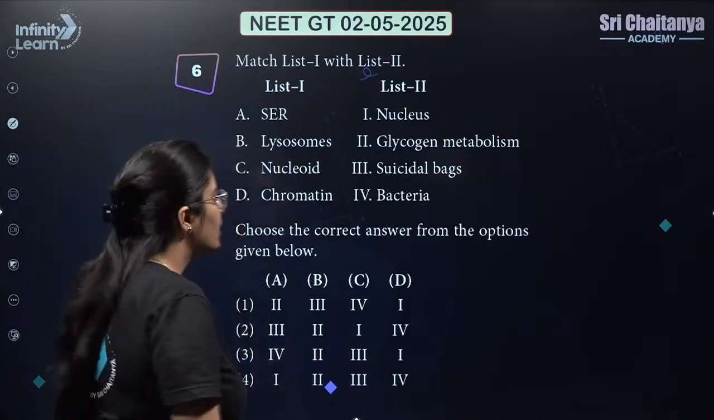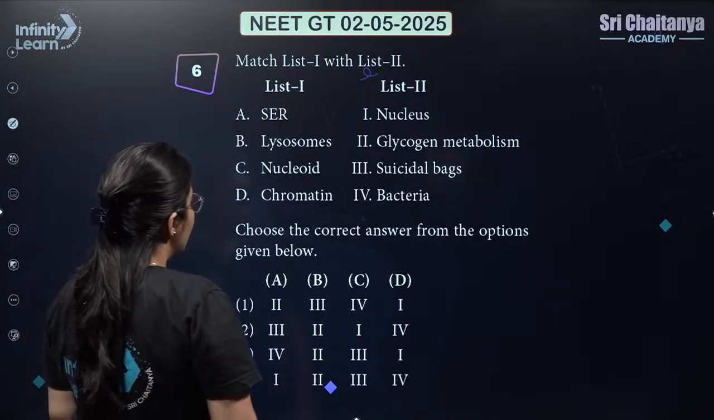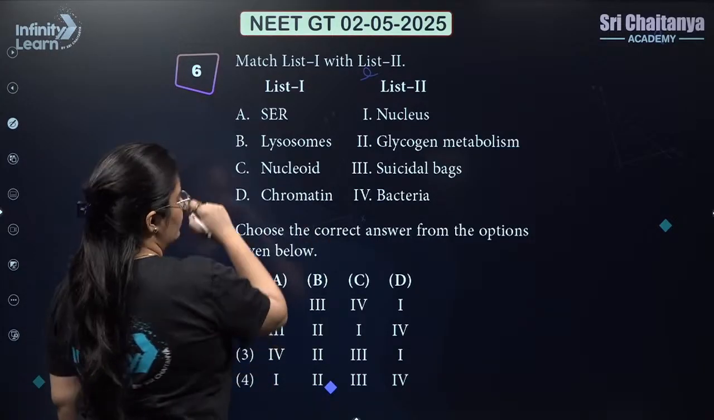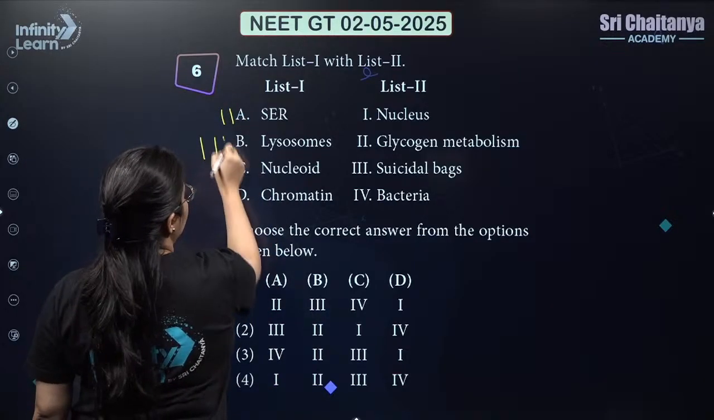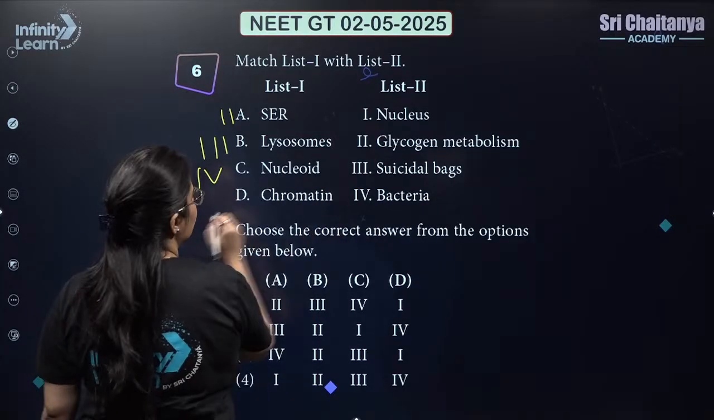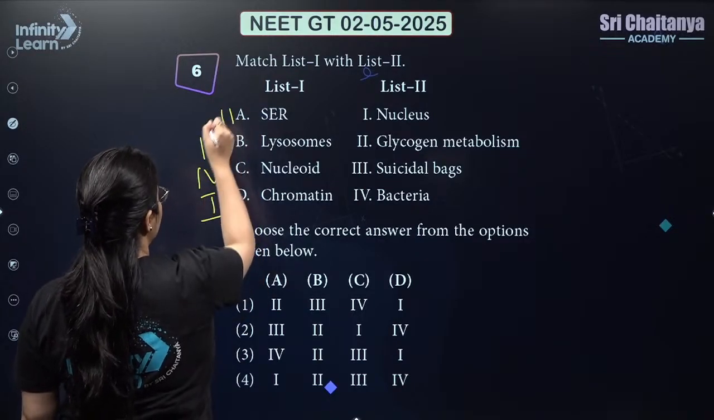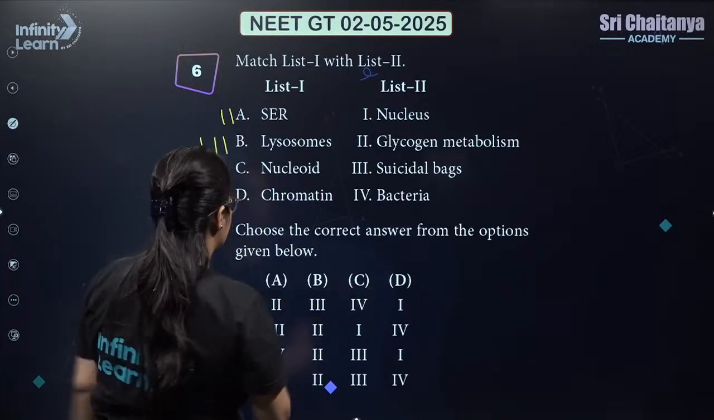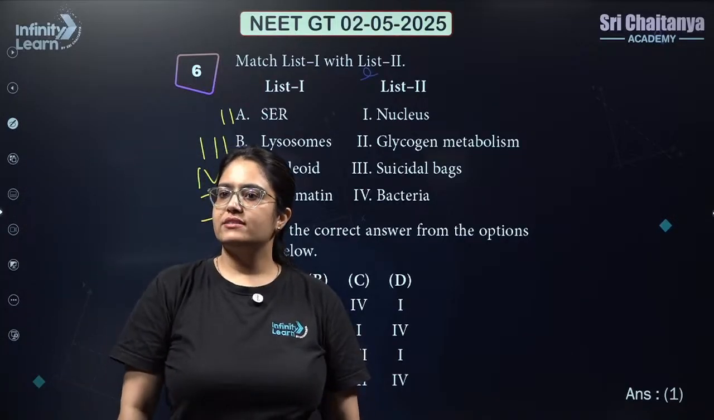Next, match list 1 with list 2. SER, smooth endoplasmic reticulum, is involved in glycogen metabolism. Lysosomes, suicidal bags. Nucleoid, you will see in bacteria. Chromatin will be present in the nucleus. So 2, 3, 4, 1. So 1 should be your right answer. Right guys, 1 should be your right answer. Excellent.